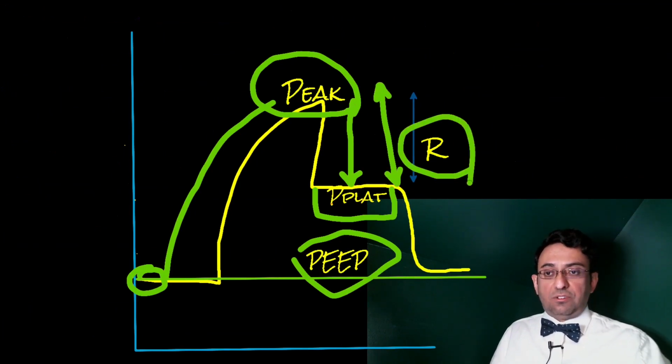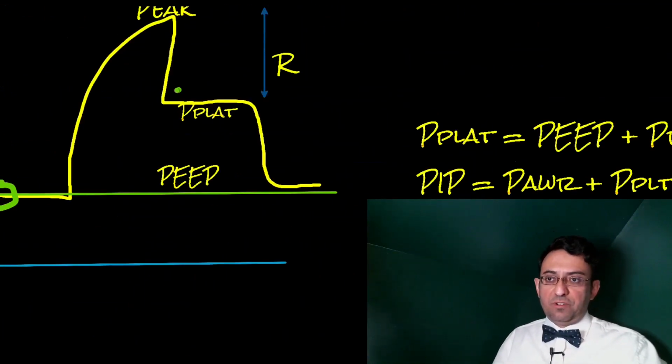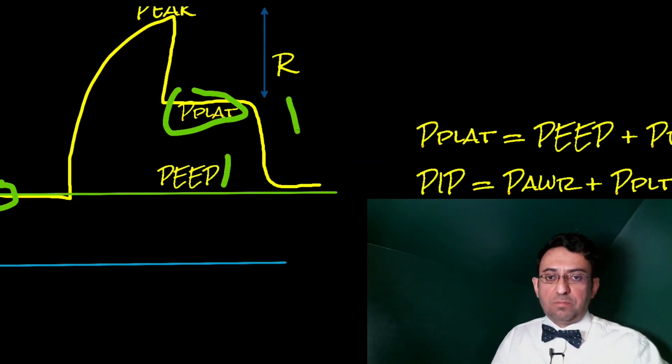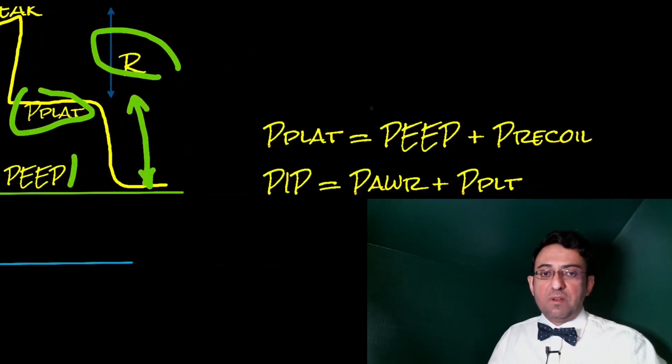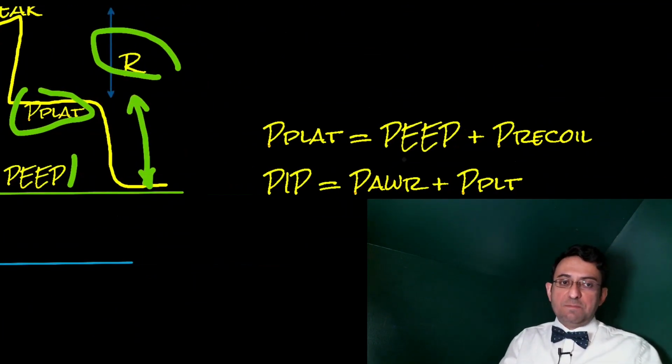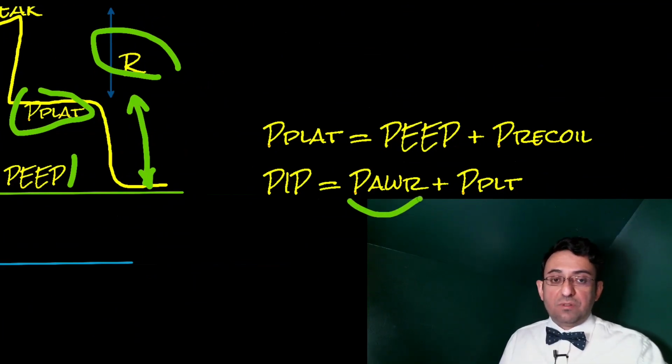As you can see, the difference between plateau pressure and peak pressure is this airway resistance. To put it simply, just remember that this plateau pressure is the result of PEEP plus this portion, and this portion is the recoil pressure, while the peak pressure is plateau pressure plus airway resistance. Please remember these formulas. Plateau pressure is PEEP plus recoil pressure, while peak airway pressure or peak inspiratory pressure is the total of plateau pressure plus airway resistance. Now, why is this important?